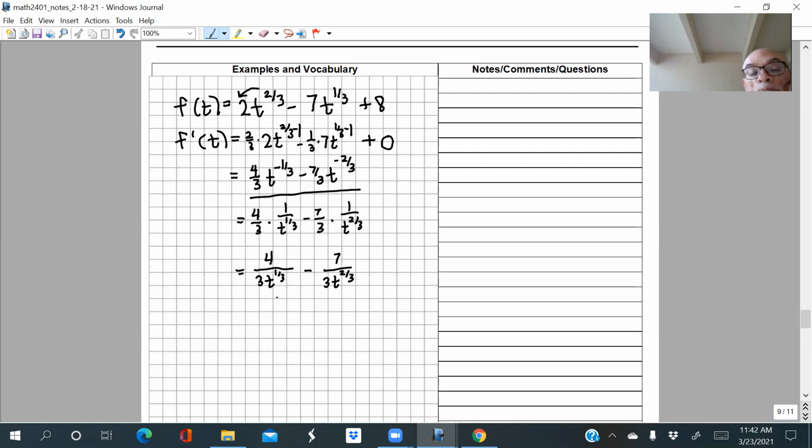Now, you could maybe stop here. Maybe WebAssign would grade this correctly already. I would probably go to this level, but this might also be okay.